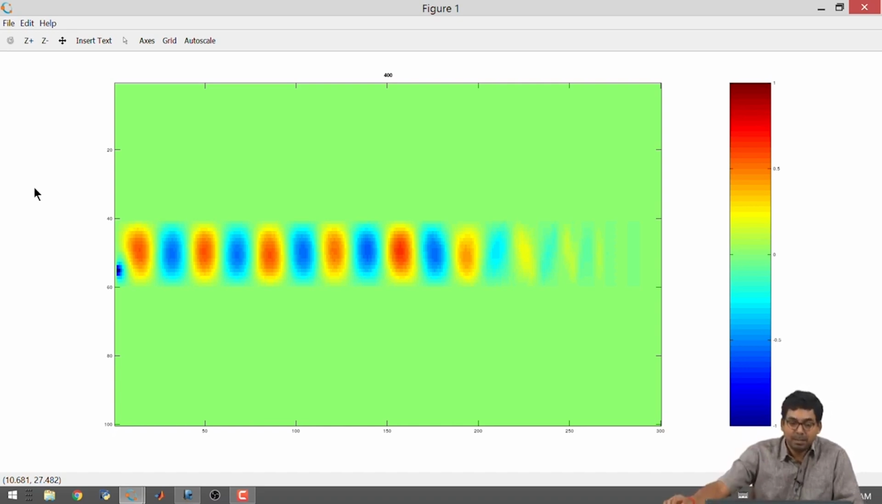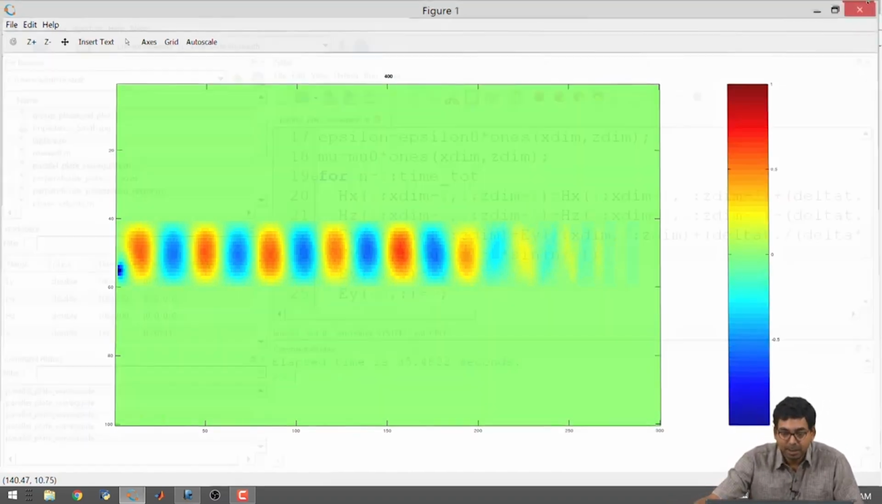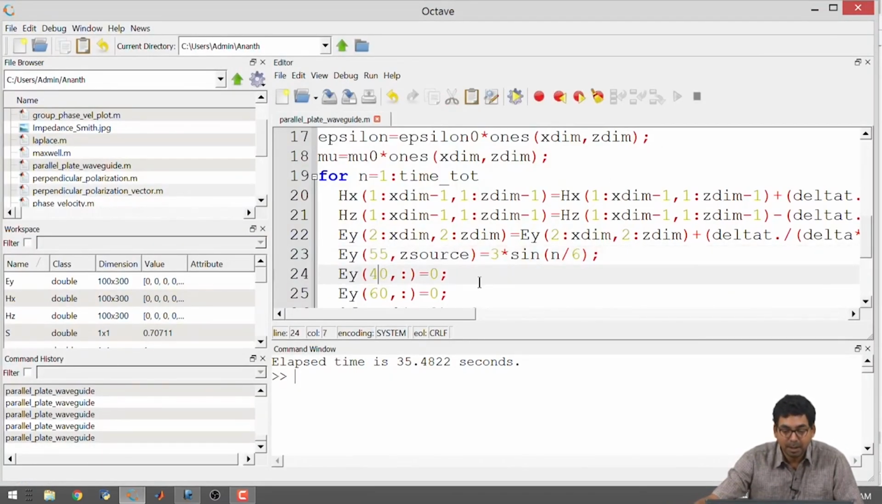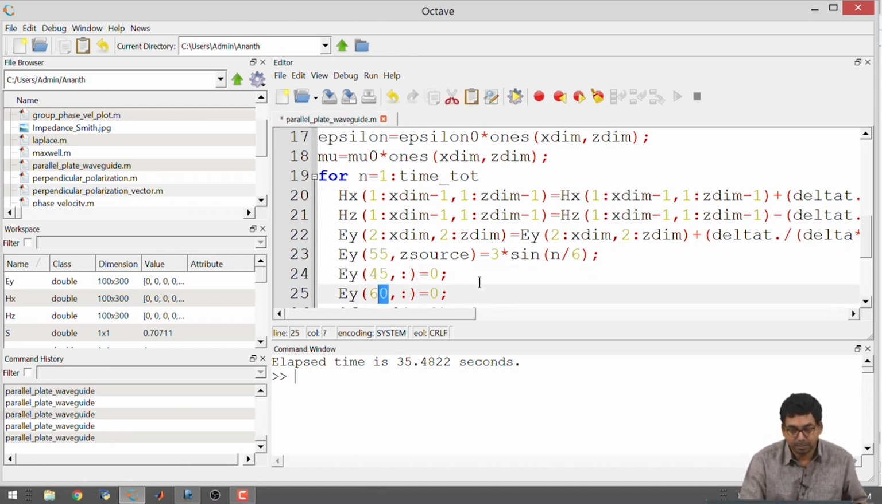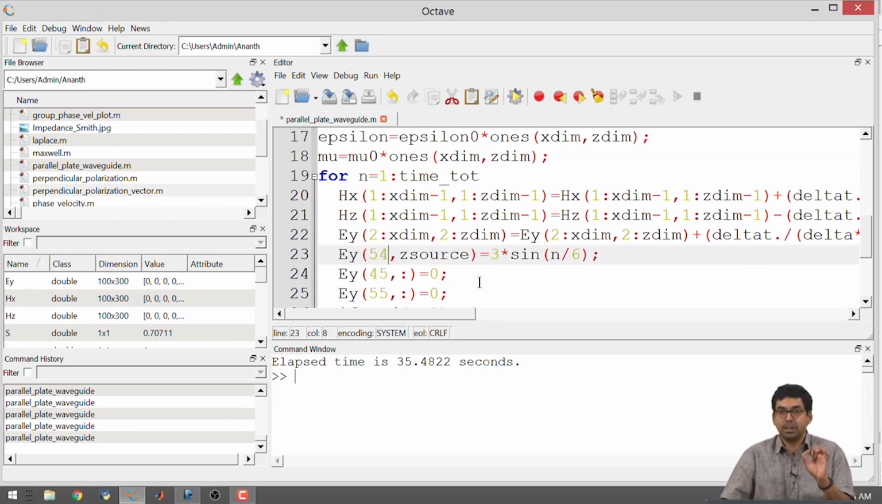So, it really does not matter. In order to validate this theory, what we will do is make the waveguide even narrower and make the source highly asymmetric, that is, it is almost touching one of the conductors. So, I will make it 45 to 55 and put the source at the 54th point. Now the source is really not at the center, it is close to one of the plates that you are using. So, it is highly asymmetric excitation.